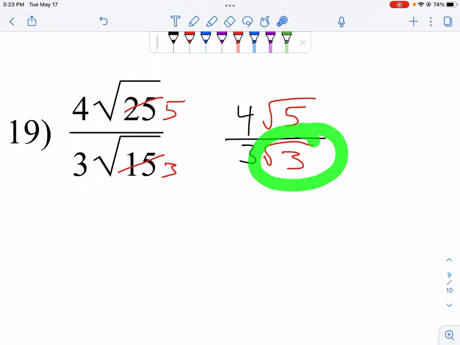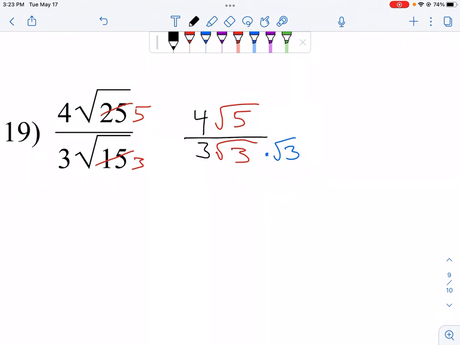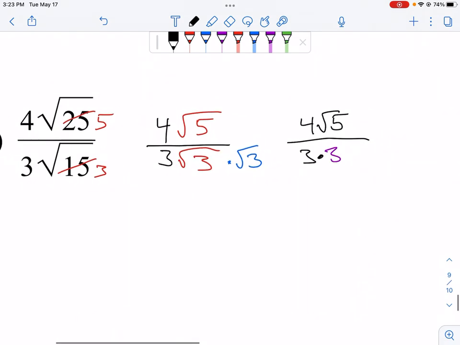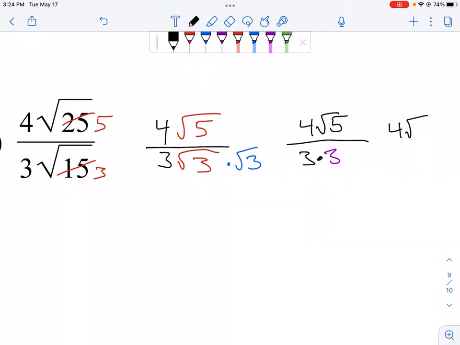Now I need to get rid of this rad 3, so I'm going to multiply a rad 3 to get rid of it. So track with me here. I have this 3 in black that's just waiting to multiply with whatever. I then have my red and blue 3's that cancel each other out to just make a regular 3. I'll use a purple 3 since red and blue make purple. On top, I just end up with 4 square root 5. And now I'm going to simplify this. I get 4 square root 5 over 9, because that's 3 times 3. There's nothing here that reduces, so this is my final answer.